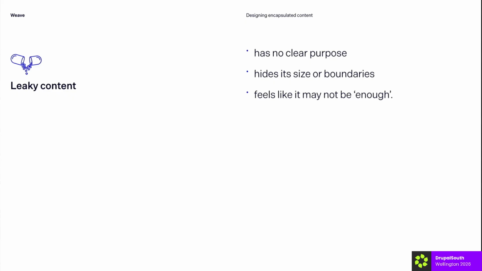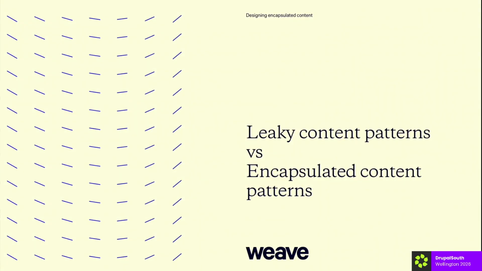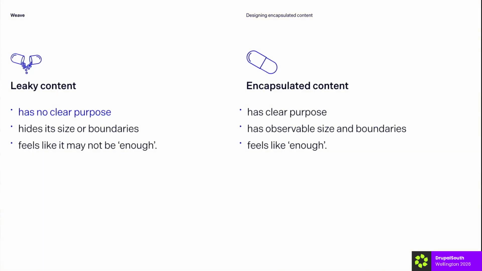So that's encapsulated content and leaky content. So I'm going to give you some examples. This has all been pretty abstract so far. So I'm going to talk about specific patterns that tend towards leaky content, and then other patterns that are nice kind of encapsulated content. And I could give lots more examples of each of these, but I'm just going to give one for each of those three sort of contrasting qualities. So let's start with leaky content, and content that has no clear purpose.